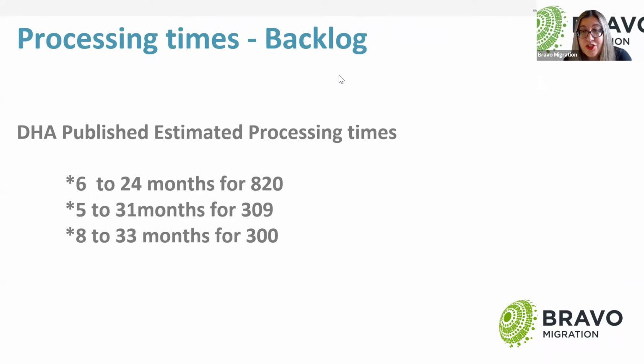As I said, we've published estimated processing times. So the department says that an onshore partner visa 820 takes 6 to 24 months for grant. As I said, we've been seeing 6 months, 9 months, 1 year maximum. I haven't seen a visa take 24 months to be granted in a long time. Now, the 309 is the offshore subclass, and we're seeing that also taking around 5-9 months to be approved. But the published processing times by the department is 5 to 31. 300, the fiancé prospective marriage visa, 8 to 33.